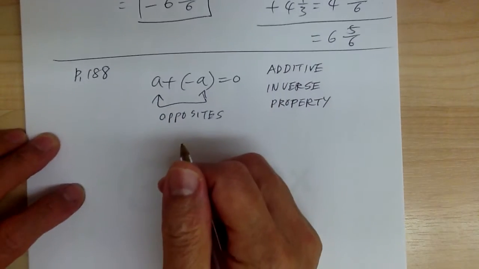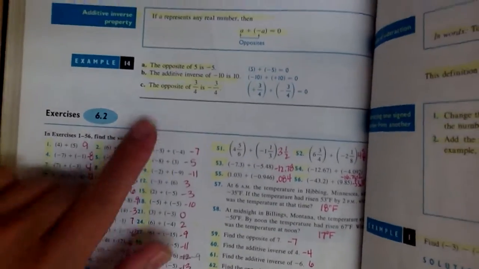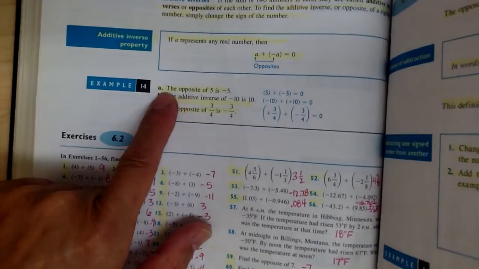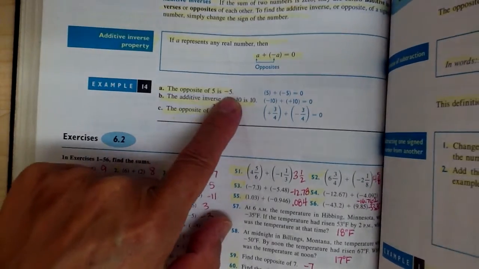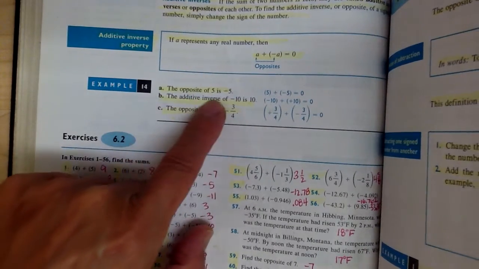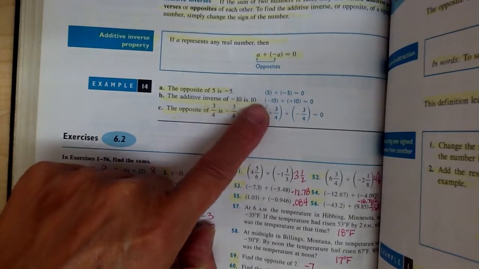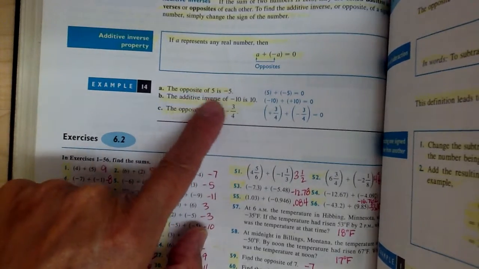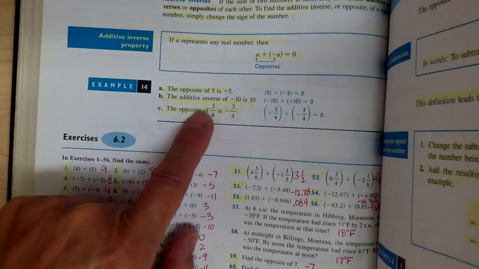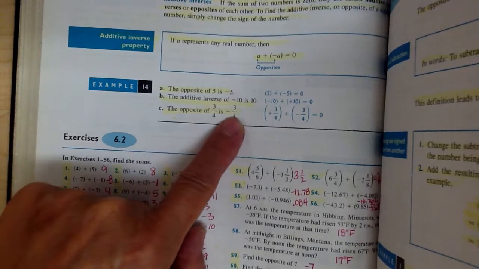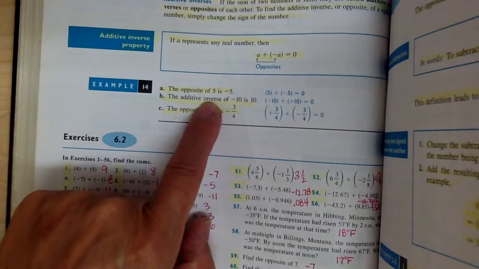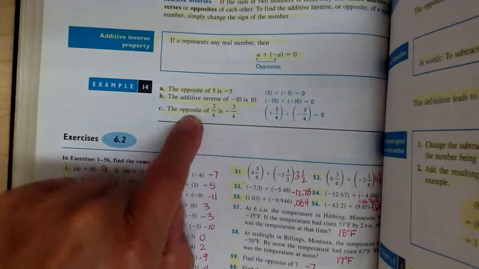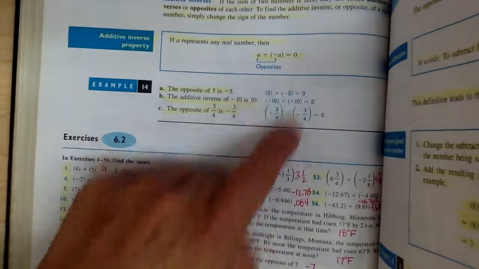So if you look at example 14, it says the opposite of 5 is negative 5. The additive inverse of negative 10 is 10. So again, the additive inverse is the opposite. The opposite of 3 over 4 is negative 3 over 4. So again, additive inverse means the opposite. So when you add a number and its opposite, the answer equals 0.